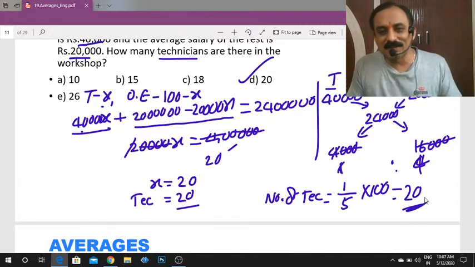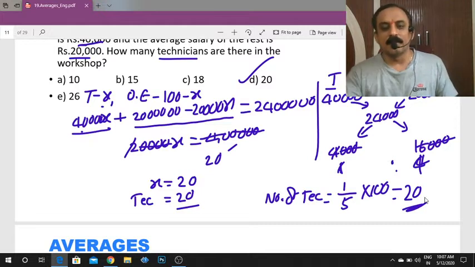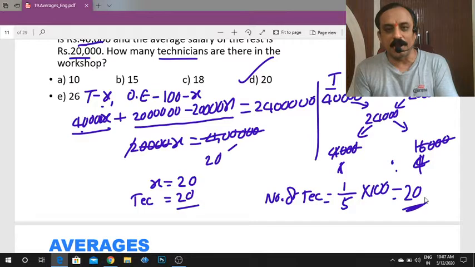Therefore, the number of technicians is 20. This is a simple method. This method is known as the mixture method or alligation method.